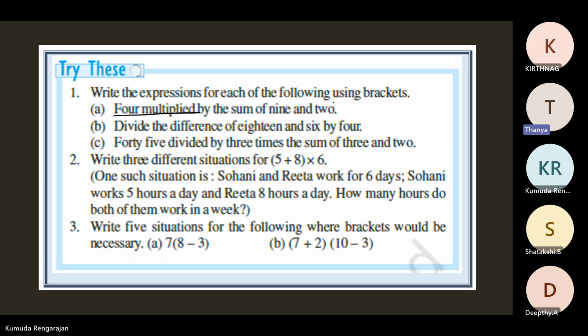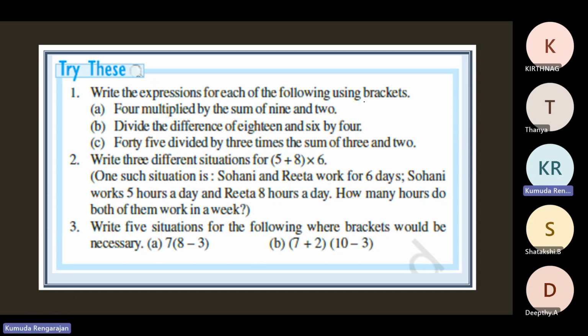Can't understand? No, 4 means 4, right? Yes, ma'am. Multiplied means what? Into, ma'am. Into. Then what is it? Sum of? Open bracket 9 plus 2 close bracket, ma'am. Very good, Tanya. Very good. That's all it is. Understood, all of you?